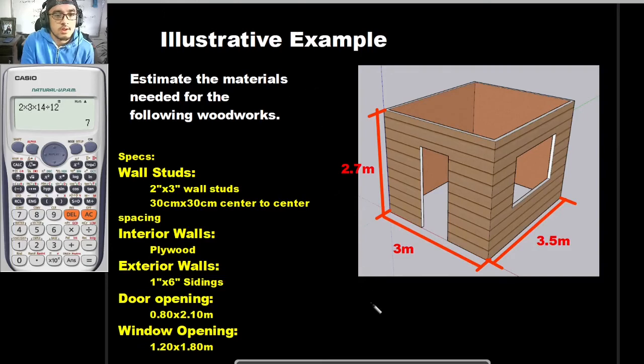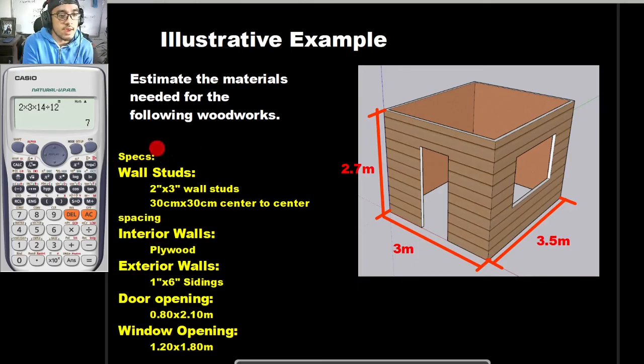So for you to understand our lesson better, it is better for us to have an illustrative example. So as per this illustrative example right here, we are in need to estimate the materials needed for the following woodwork. So this is to be done in wood. From that, we are to estimate for this.